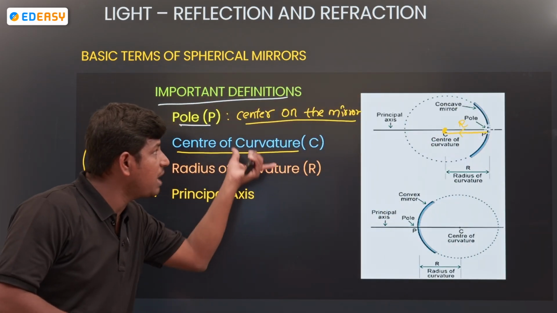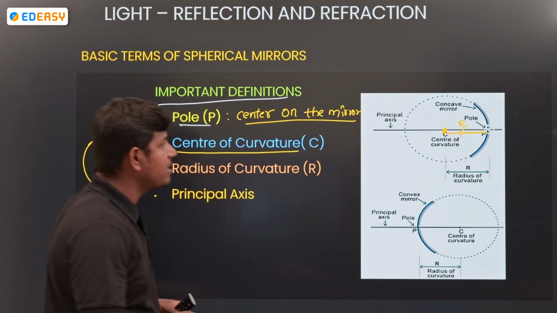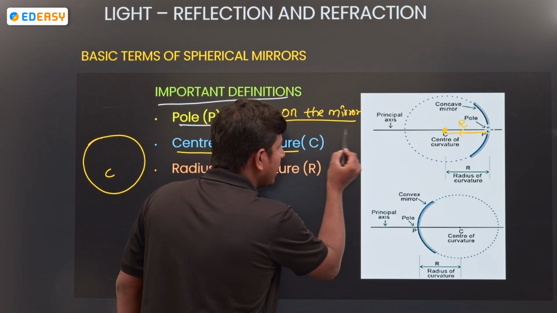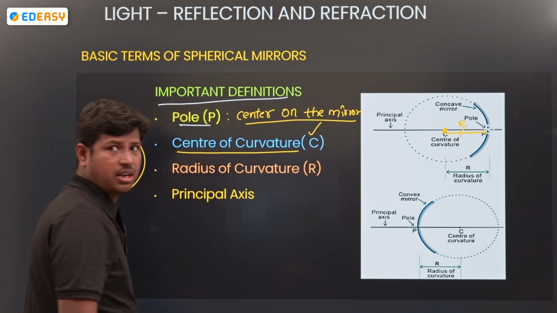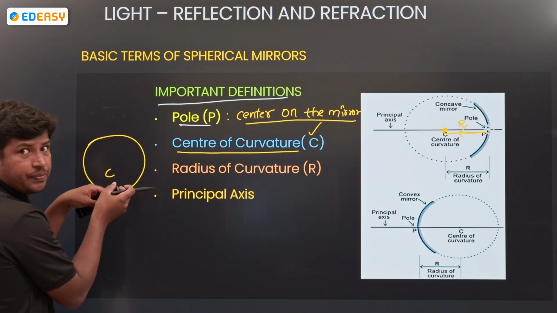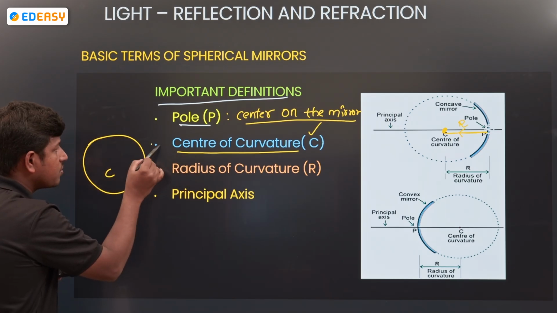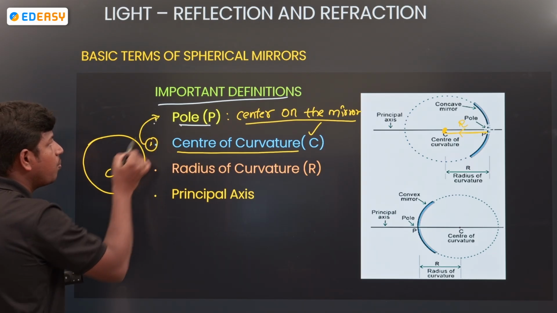Next, principal axis. The principal axis is nothing but the light ray which passes through the center of curvature as well as the pole. The light has to pass first through the center of curvature, then it passes through the pole also.